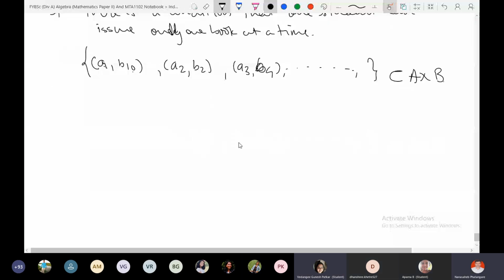Now we are interested in subsets of the Cartesian product of two sets, right? Because the Cartesian product is something larger, and in some sense that creates lots of problems. So that's why we want smaller sets which are very useful in our day-to-day life. So that is our next definition: relation.